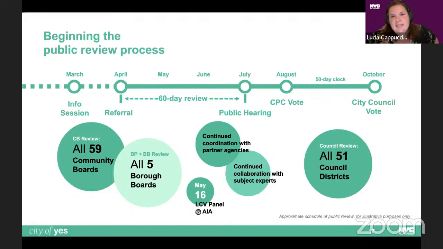In July, the City Planning Commission will hold a public hearing on the proposed changes. That date is not set yet, but it will be in July. And then in September, taking into account all that they've heard during the review process, the commission will vote on approving or modifying the proposal. And then it will pass to the City Council, where the council will have 50 days to ultimately adopt the zoning changes and make them law.